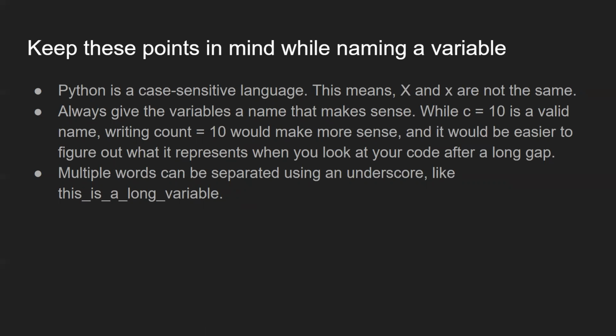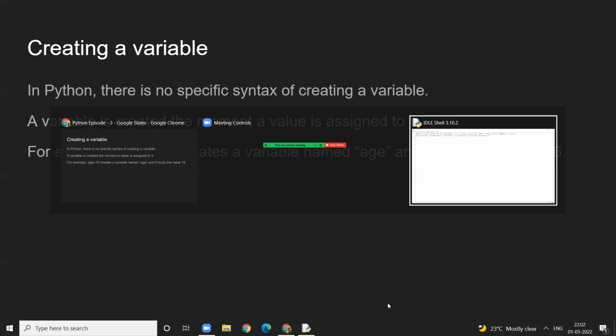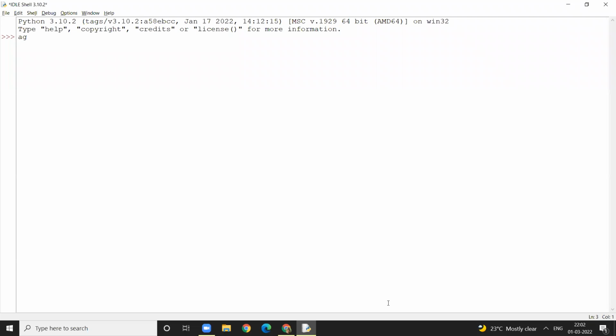Now let's see how we can create a variable in Python. In Python, there is no specific syntax for creating a variable. The moment you type any name and you assign any value to it, it creates a variable. Let's see how we can create a variable in Python. I'm creating a variable here, say age is equal to 16, and I'm printing its value. Pretty good, right? Say I want to name my variable starting with underscore. I can do that.